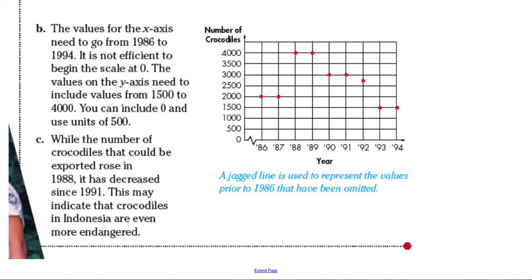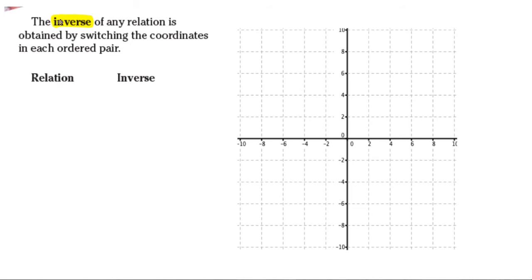And let's go to inverse of a relation. So the inverse of any relation is obtained by switching the coordinates in each ordered pair. For example, in this case, let's say our relation has ordered pairs (1, 4), (negative 3, 2), and (7, negative 9). And if I graph them, (1, 4) will be here. Negative 3, 2 will be here. 7, negative 9 will be here. Okay, that is the relation.